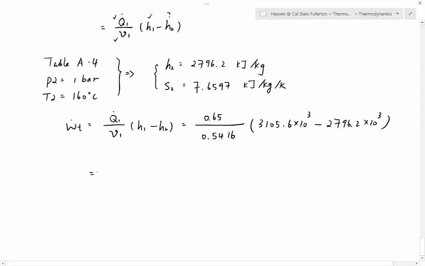So the final solution for W dot T is 371.6 times 10 to the third. The unit must be SI. The SI unit for W dot, which is power, is watts. And then one more step, 371.6 kilowatts. The solution is positive, which makes sense because the turbine generates work. If the turbine generates work, the solution must be positive. So this is part 2, how to look for work. You can find it from the first law of thermodynamics.